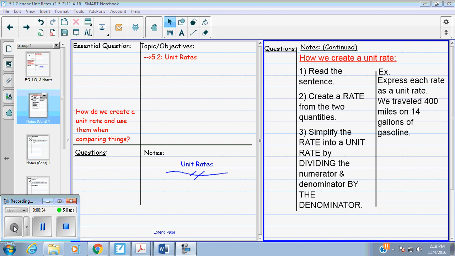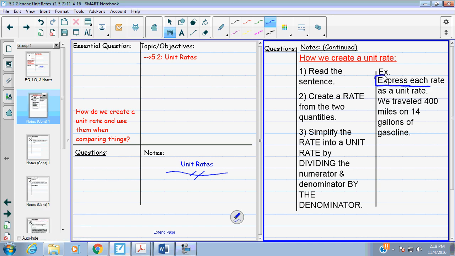Welcome back. Okay, so how do we create a unit rate? We can't use them to compare things if we don't know how to make them first. So here's an example. We're going to read the sentence, and like I've always taught you, we want to circle things we care about. So first off, this is the direction being asked for. It's asking us to compare things as a unit rate. And a unit rate is any type of ratio that has a denominator equal to 1.